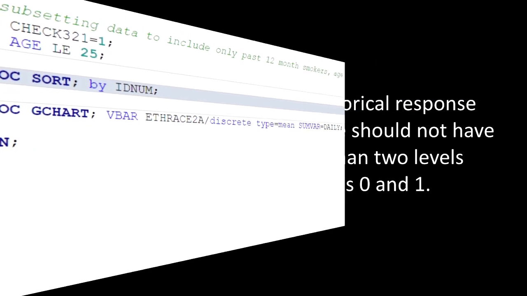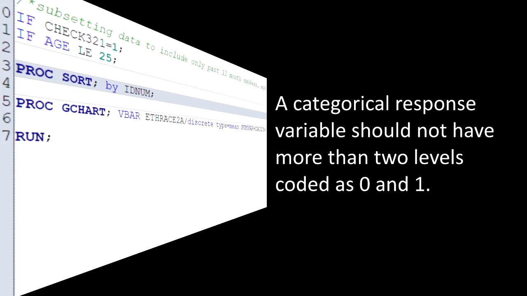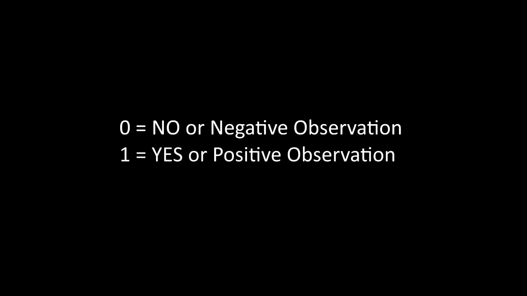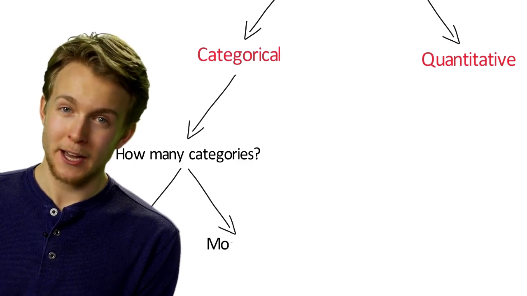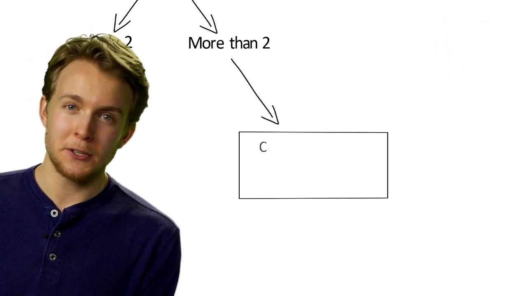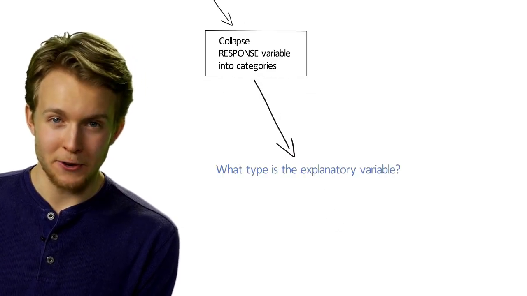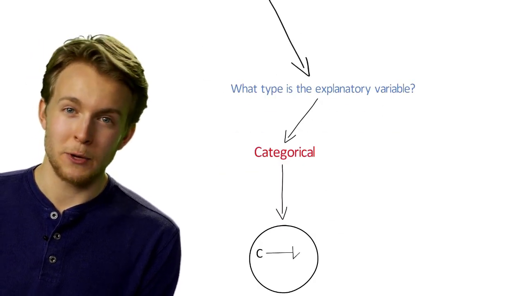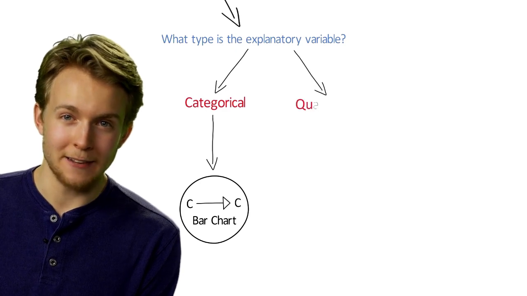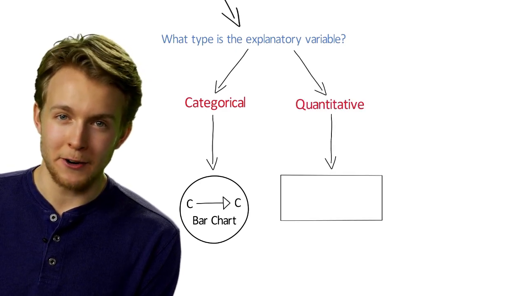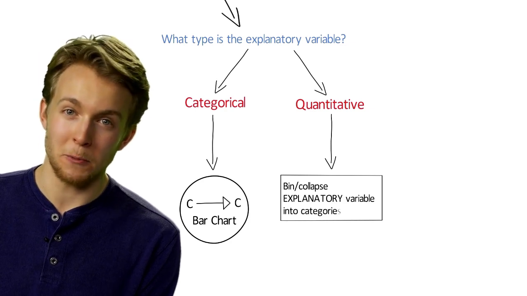Remember, our categorical response variable should not have more than two categories or levels, and those two categories should be coded as 0 and 1. 0 represents no or negative observations, and 1 represents yes or positive observations. Because our response variable was categorical with more than two categories, we needed to collapse it into only two categories. And because our explanatory variable, ethnicity, was categorical, we created a categorical by categorical bar chart. Had our explanatory variable been quantitative, we would have needed to bin or collapse that variable into categories before creating the categorical by categorical bar chart.